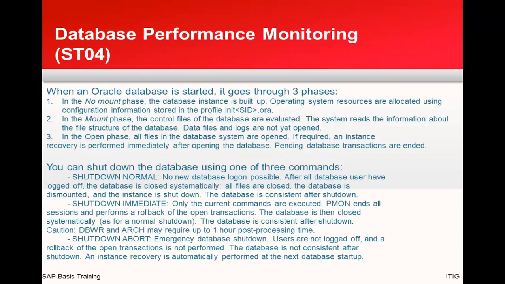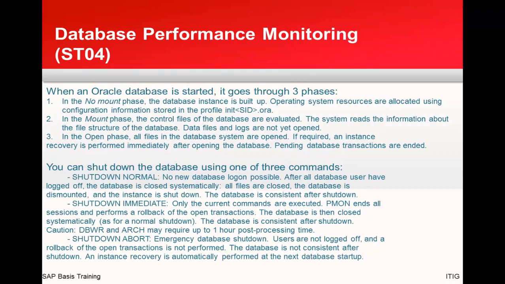And once all the files are closed, the database is dismounted, and the instance is shut down. The database is consistent after shutdown. The next way of shutdown is shutdown immediate, in which only the current commands are executed. PMON ends all sessions and performs a rollback of the open transactions. The database is then closed systematically, and the database is consistent after shutdown.